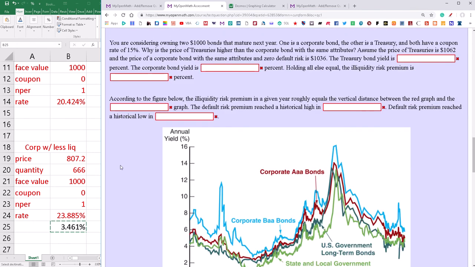Okay, now we got a similar problem to what we did before. We're considering owning two $1,000 bonds that mature next year. One is a corporate bond, the other is a treasury, and both have a coupon rate of 15%. Why is the price of treasuries higher than the corporate bond with the same attributes? We're going to assume the price of treasuries is 1,062, and the price of the corporate bond with the same attributes and zero default risk is 1,036.